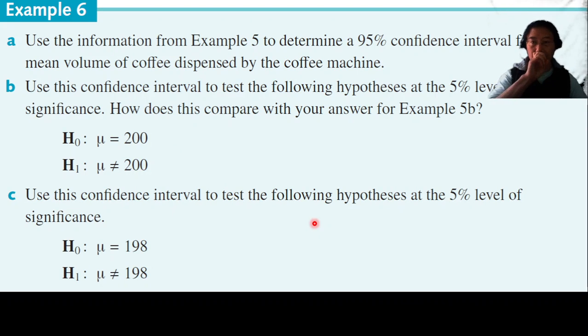All right, so applying that to the last example, we're going to use the information from example 5. First, you need to find the 95% confidence interval, and then you use that confidence interval to test the hypothesis at 5%. And then you should be able to do part C. So pause the video, have a go at this, or just read the question again to get a good understanding.